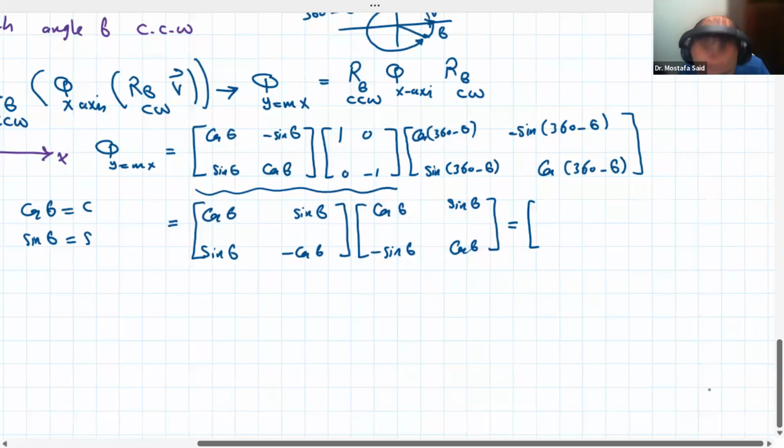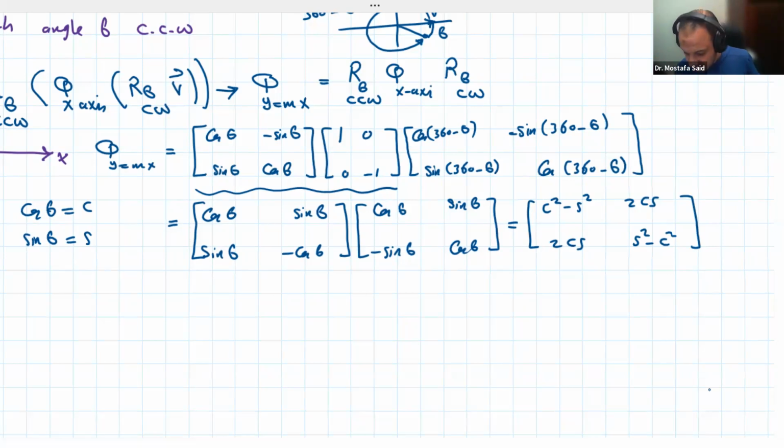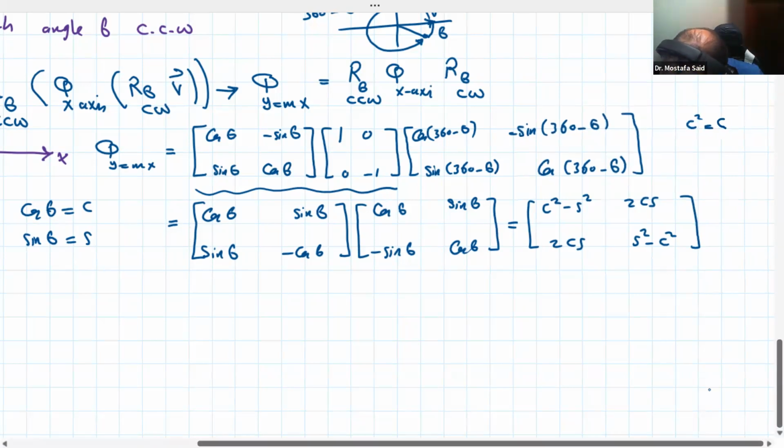So let's multiply them together: C square minus S square, 2CS, and here S square minus C square. Remember, S square means sine square theta. C square here means cosine square theta. Let's even write it. So C square is equal to cosine square theta, S square is equal to sine square theta. But just for simplicity, let's write it in this way.